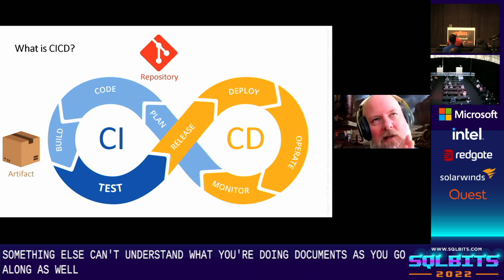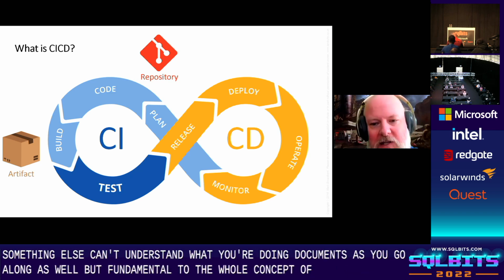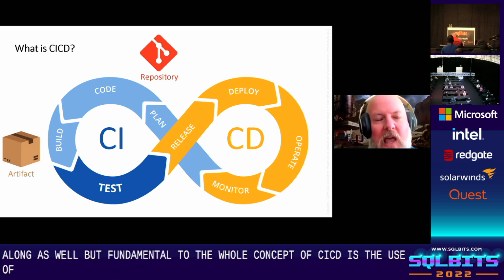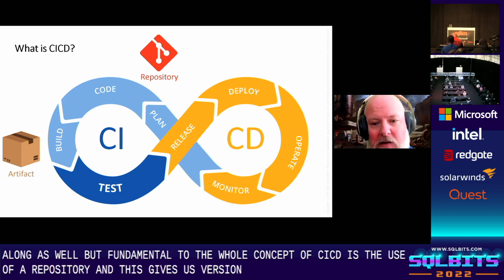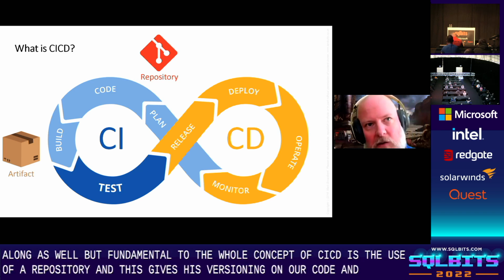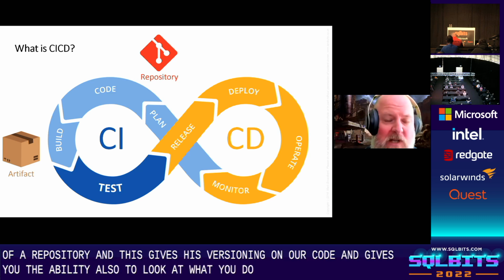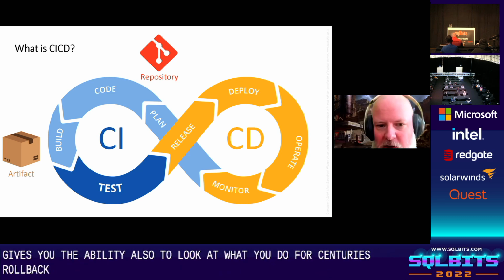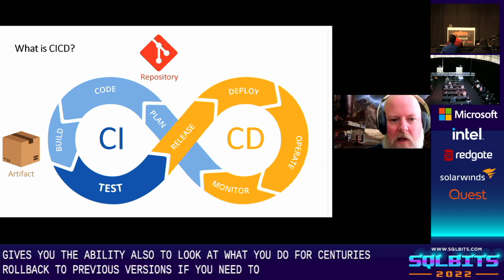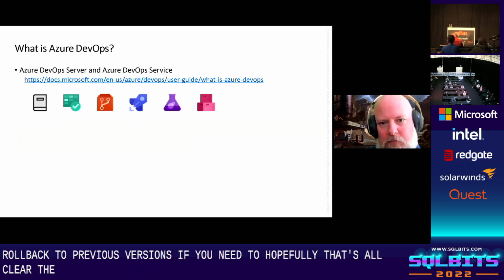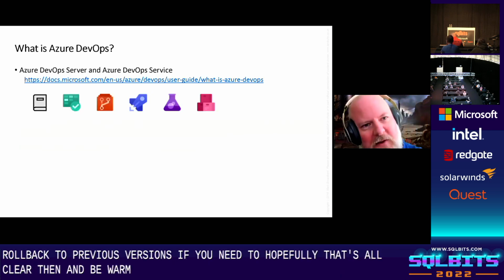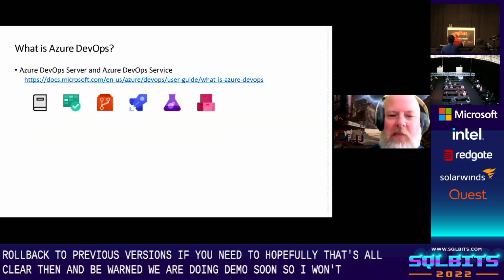But fundamental to the whole concept of CI/CD is the use of the code repository, and this gives us versioning on our code. It also gives you the ability to look at what you developed before and potentially even roll back to previous versions if you need to. Hopefully that's all clear though. And be warned, we are doing demos soon, so I won't waffle for too much longer.